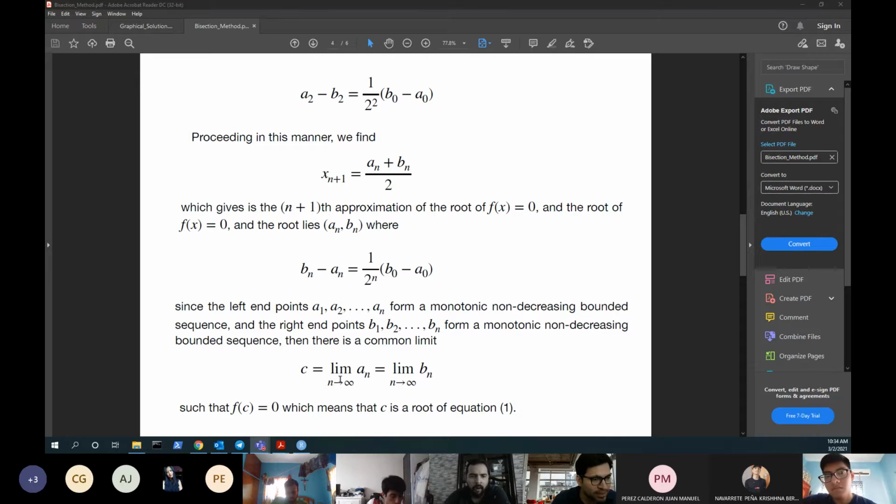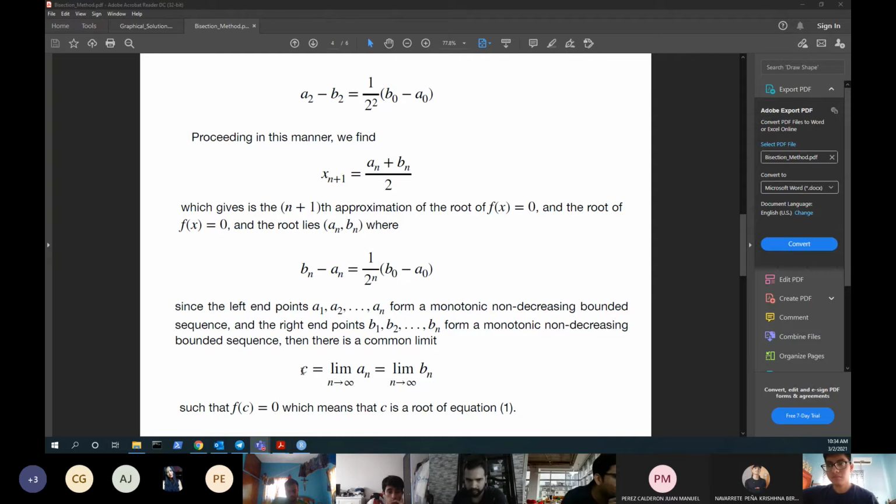Cuando invocamos el límite, les decía que an va a ser igual a bn y esto va a ser igual a la raíz. Si llamamos a la raíz c, c va a ser igual al límite de an igual al límite de bn cuando n tiende a infinito. Quiere decir que el neighborhood se va a hacer tan pequeñito que se va a convertir casi igual a 0.